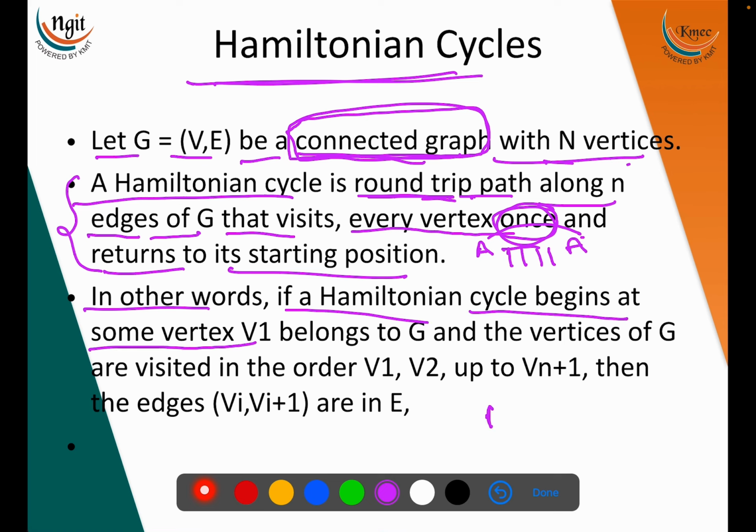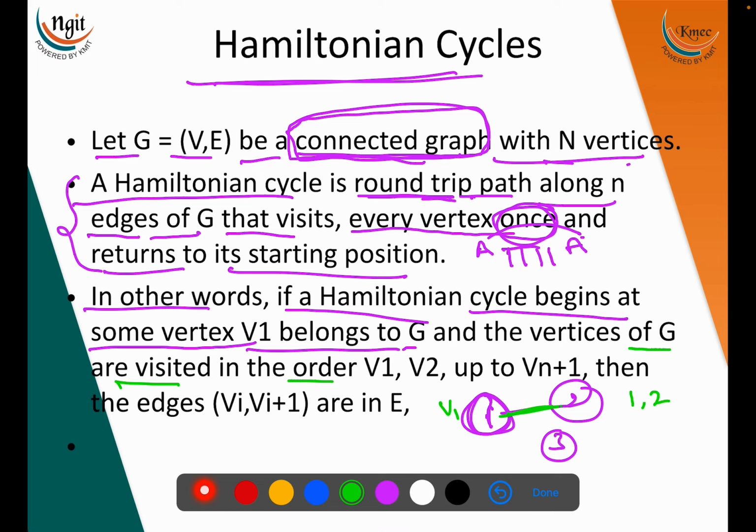In other words, if a Hamiltonian cycle begins at some vertex v1 belonging to graph G, and the vertices of G are visited in the order v1, v2, up to v(n+1), that is the visited order. I have visited v1, that is 1. Then as I found the path from 1 to 2, the next visited vertex is 2. Then the edges (vi, vi+1) are in E.